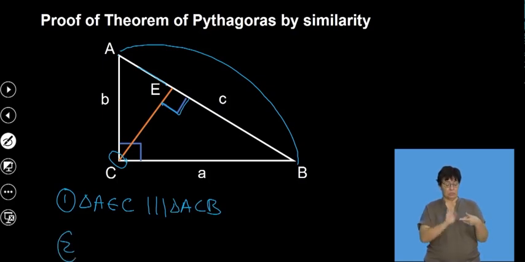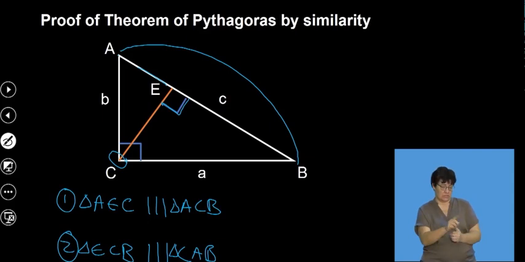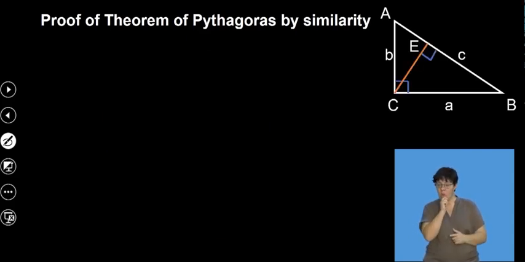And then number two, I must prove that the triangle ECB must also be similar to the bigger triangle CAB, right? So it must really be that these two triangles are similar to each other. From this, we'll then look at what we can do. Remember, to prove similarity, we either use sides in proportion or we use equiangular, right?